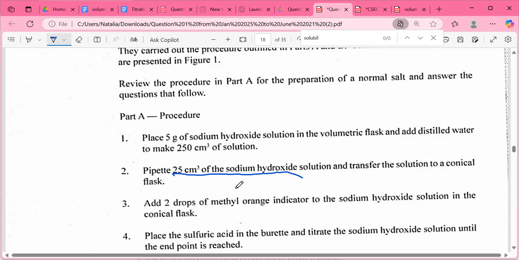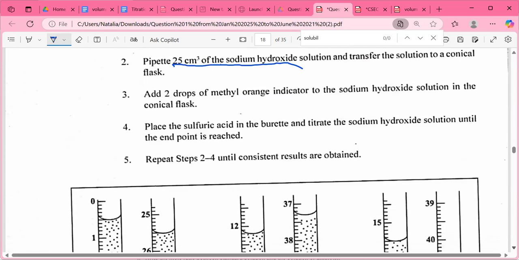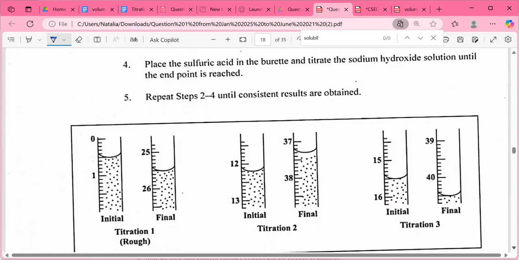Then we're going to add 2 drops of phenolphthalein indicator to the sodium hydroxide solution in the conical flask. Place the sulfuric acid in the burette and titrate the sodium hydroxide solution until the endpoint is reached. Then we are going to repeat steps 2 to 4 until consistent results are obtained. So again, we say consistent results are results with identical volumes, or volumes that are off by 0.1. So we're going to look to see where our volumes are increasing. So here we are moving from 0 to 1, so we are increasing downwards.